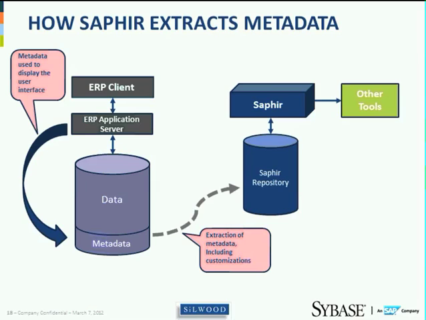So this slide here is giving just a very simplified view of the architecture of those products, where you have an underlying database which stores not only the data, but it also stores the metadata, the data that defines the tables in that system. And then you've got a client, a thin ERP client, typically, and then there's an application server.